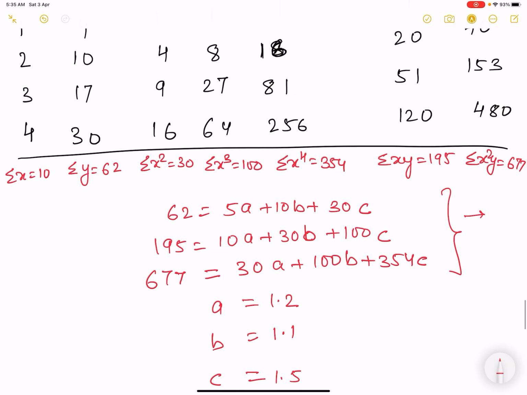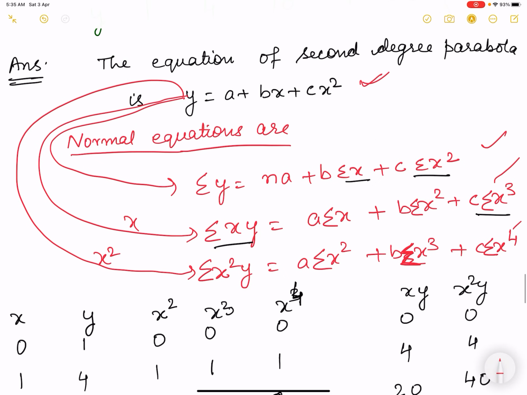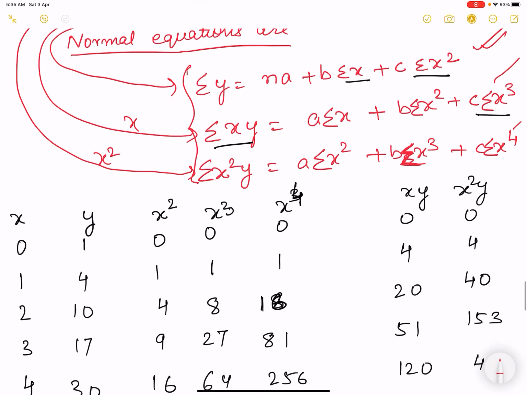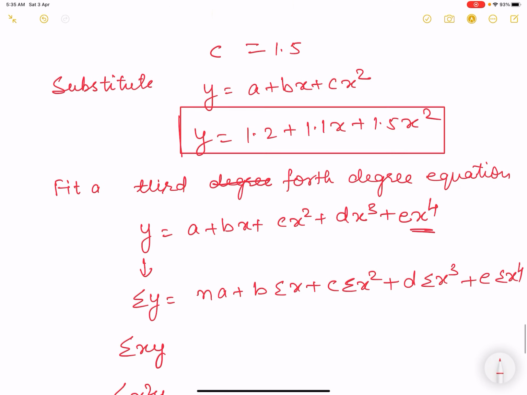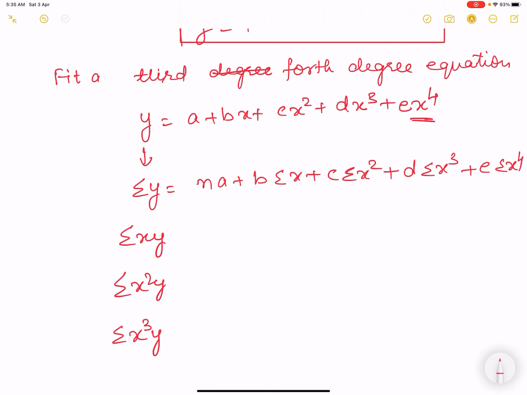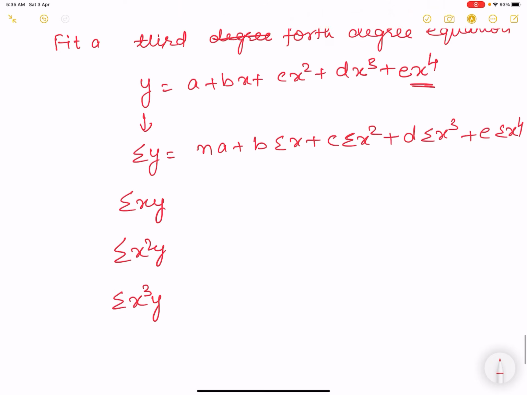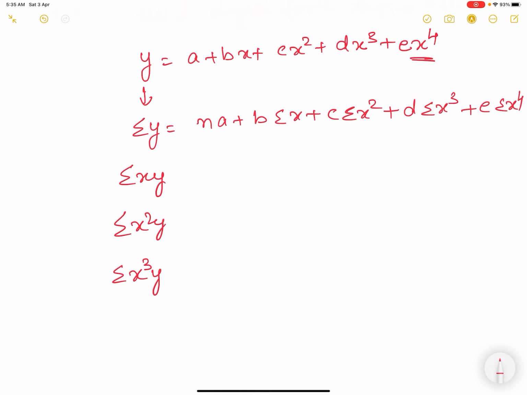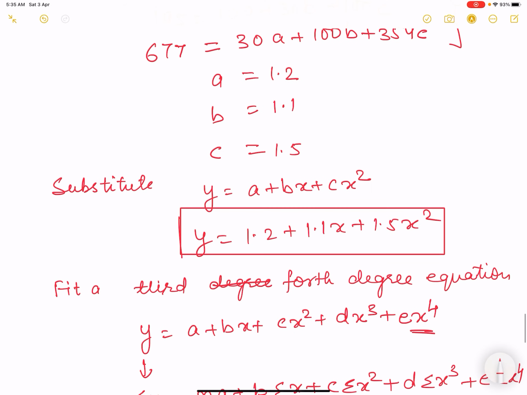When the equation is of, say, degree 2, we had 3 equations. When the equation is of degree 4, the normal equation will go till 5. So you have to go till 5. So it is x4y. So write this equation, solve the question, and let me know if you're finding any problem in the chat.